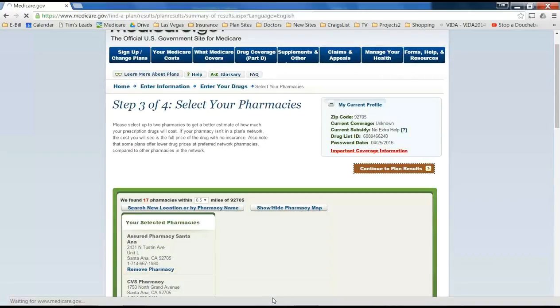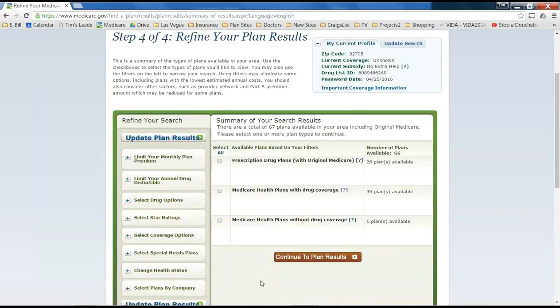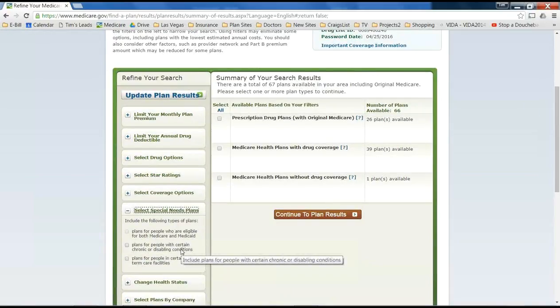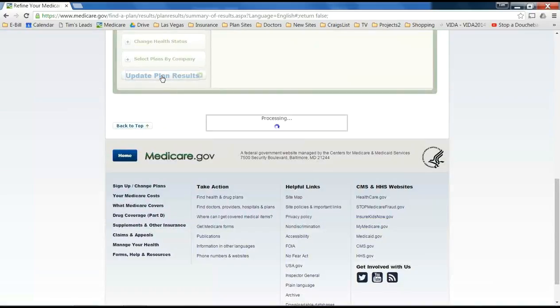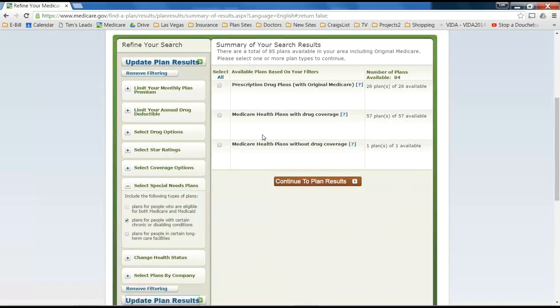Obviously, there were a lot in that area. So again, if you don't do anything as far as selecting special needs, if I went into special needs and it had people with chronic conditions or certain people in long-term care facilities, I want to go ahead and do the chronic conditions because you just never know. Update that plan result. And it went from 39 plans just on the regular default up to 57. So, I don't know, do the math. That's like 18 chronic condition plans that you wouldn't see unless you had selected that radio button.